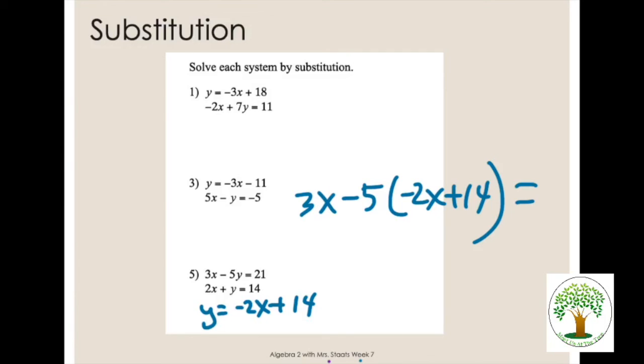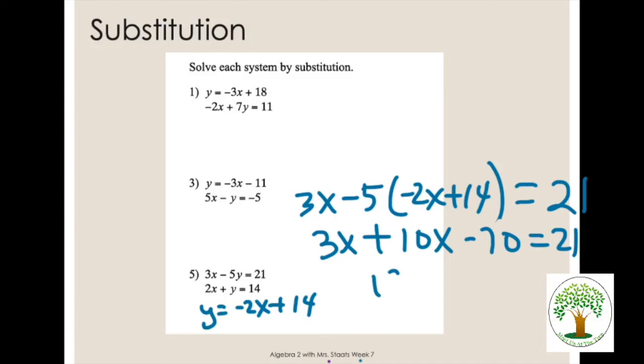5 times 14. What is 5 times 14? 70. Yes, -70. Plus 10x. Don't forget this 10, plus 10x. -70. 91. 13 divided by 91.